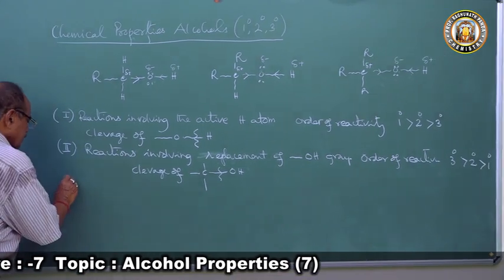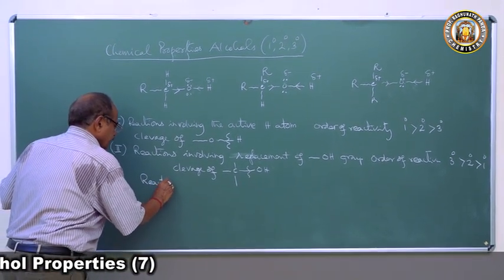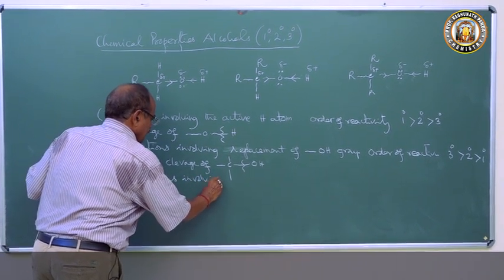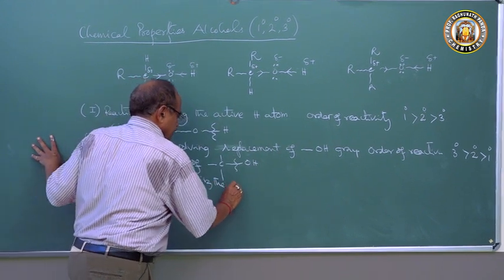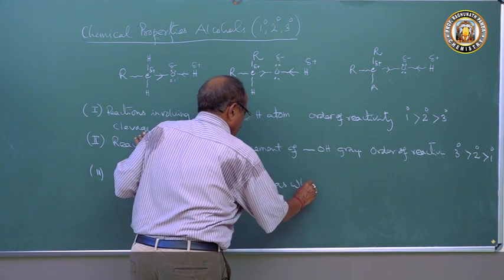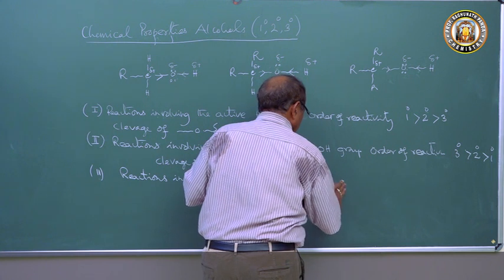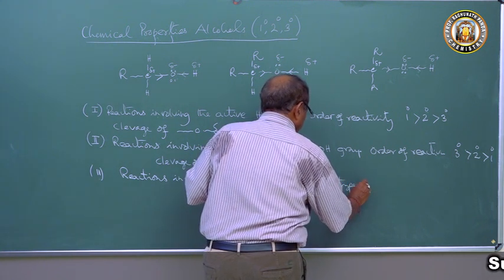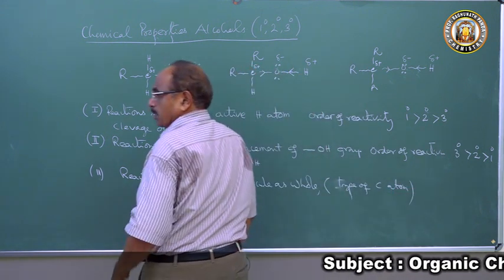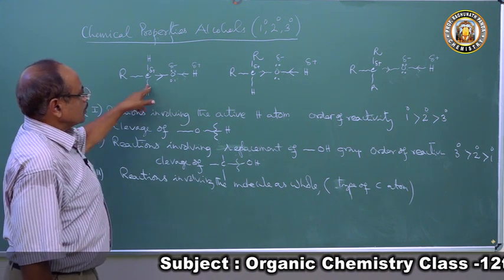Now coming to the third type of reactions, the reactions involving the molecule as a whole, or we can say the type of carbon atom. Primary alcohol, secondary alcohol, tertiary alcohol we have, so they differ. So here 1 degree, so why?